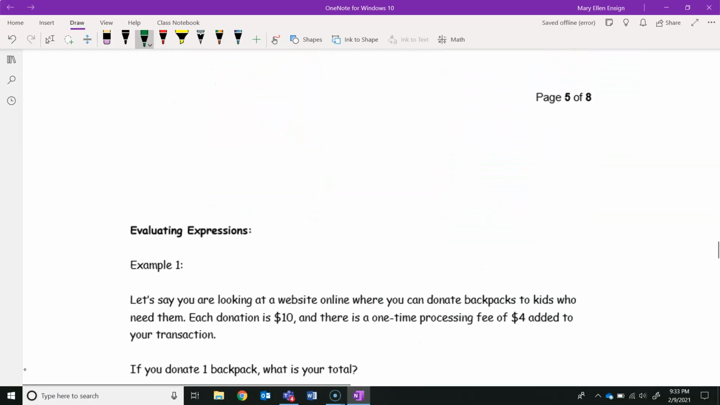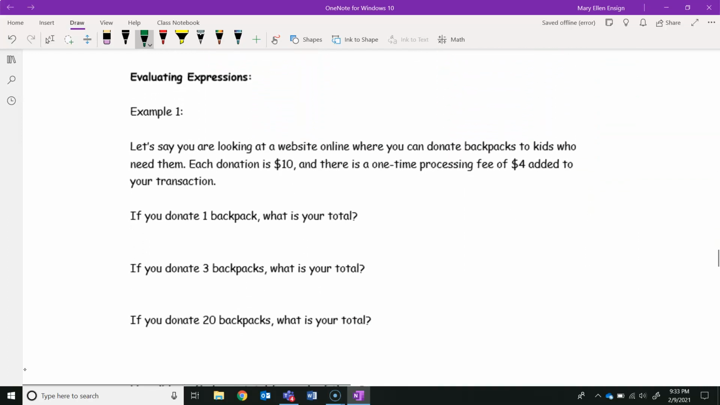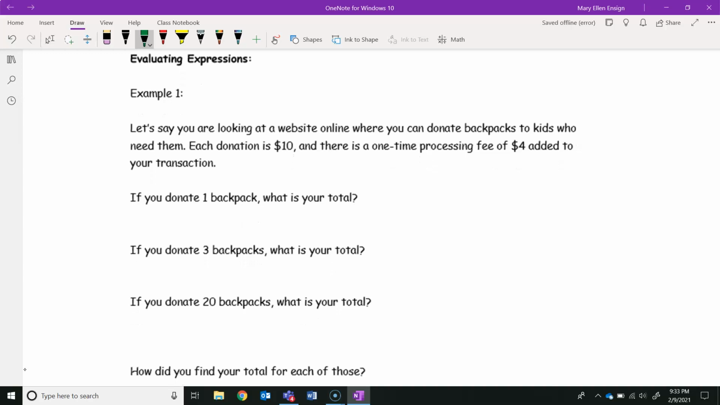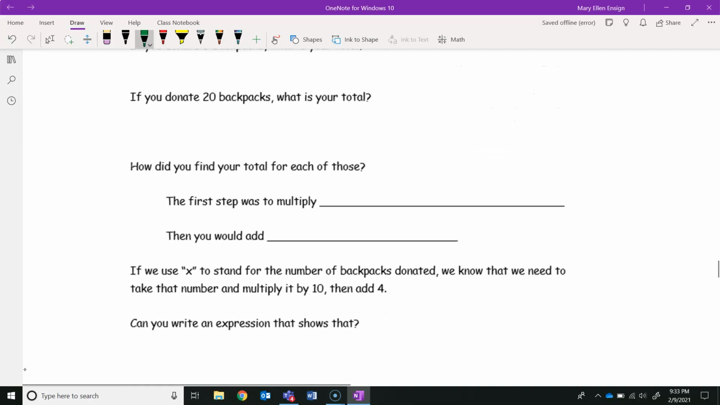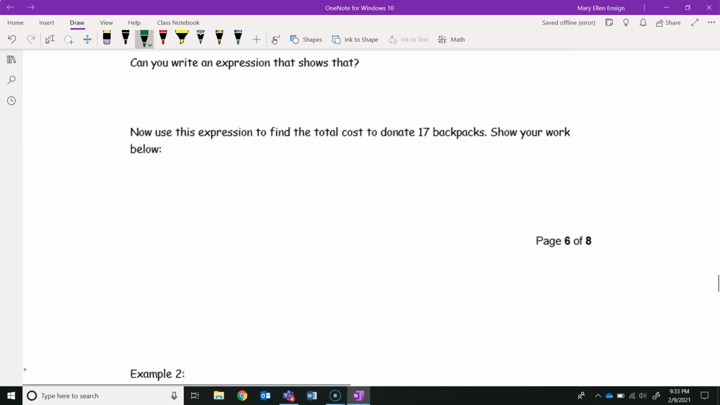Okay, and then the last thing we're going to do here is evaluating expressions. We're going to go through a couple of examples that kind of get us into that mindset. Then we have a couple problems to do, and then we'll be done.